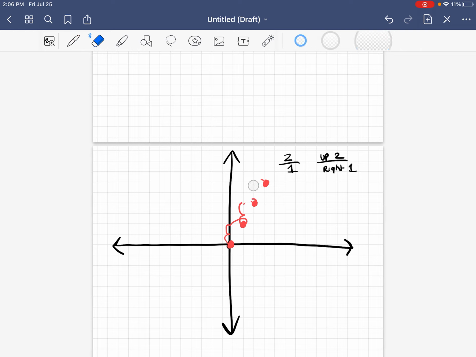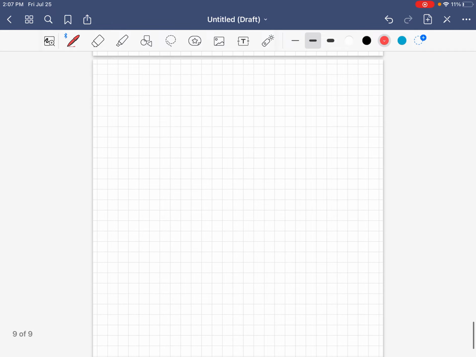I'm going to go ahead and just erase this because that's just me following the directions. That's not going to be part of my line. And now that I have a few points, I can connect those points. And I now made a line that has a slope of 2 or a slope of 2 over 1, which is the same thing. Let's do that again. So I'm going to start again from scratch.